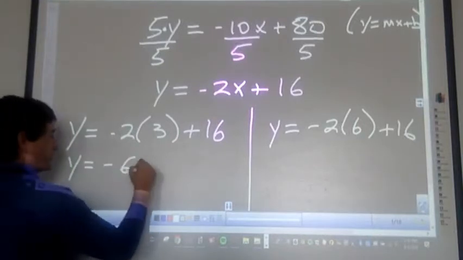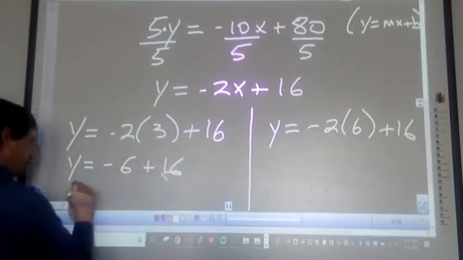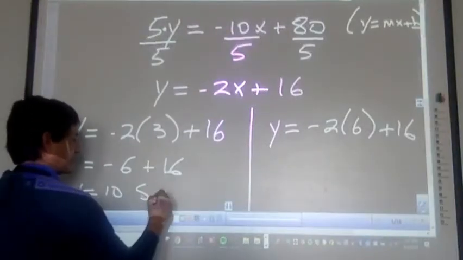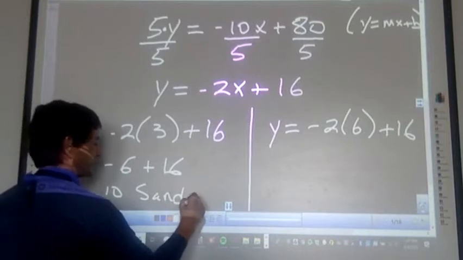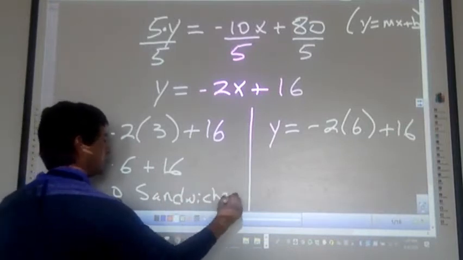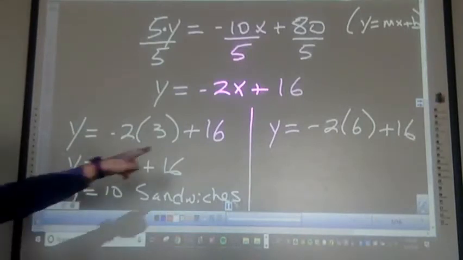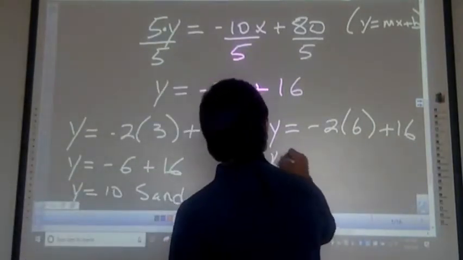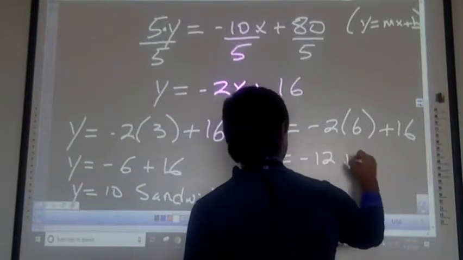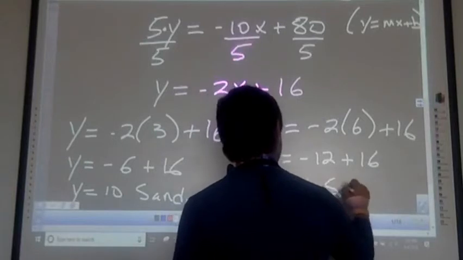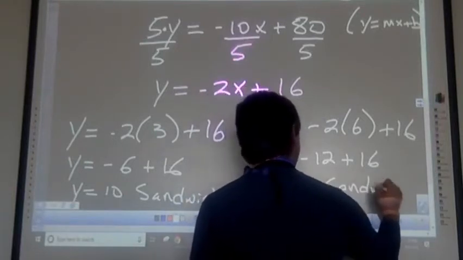So here it's y equals negative 6 plus 16. So if we buy 3 pizzas, we can buy 10 sandwiches. And then over here, we get y equals negative 12 plus 16. So y equals 4 sandwiches.